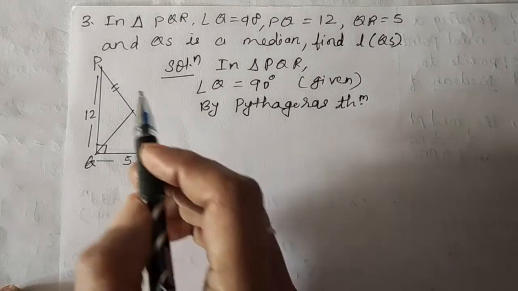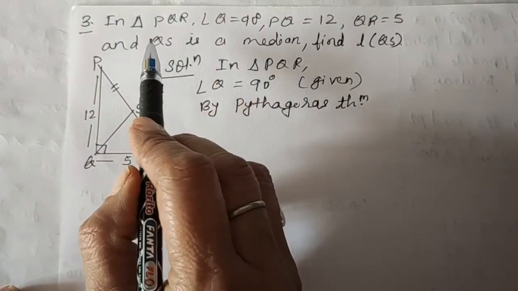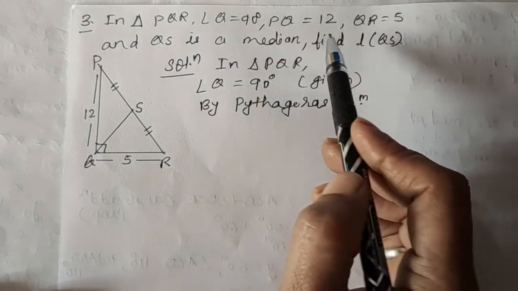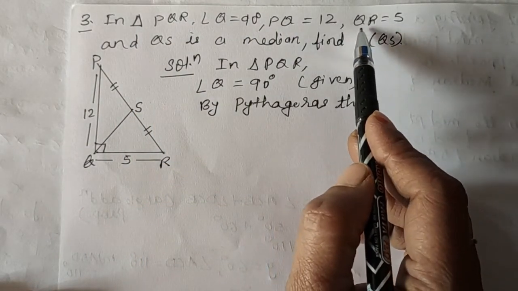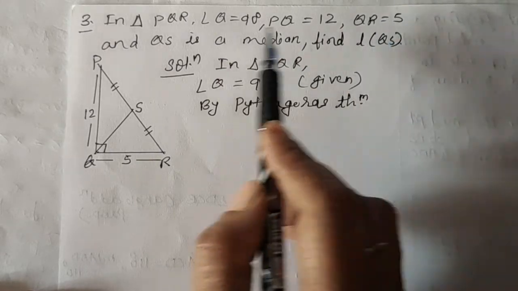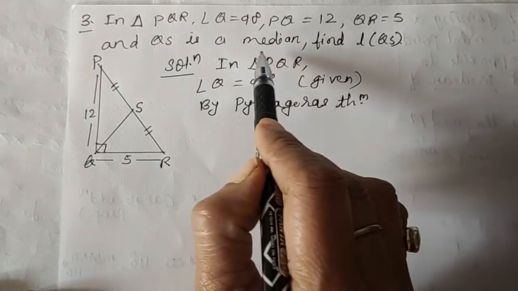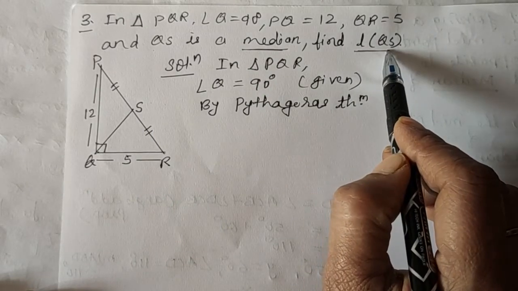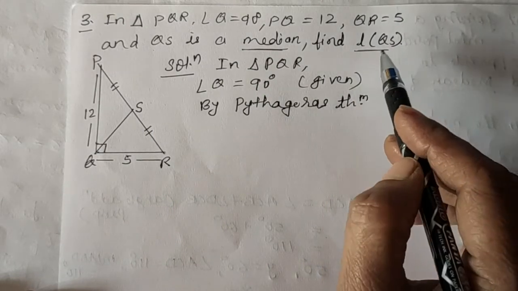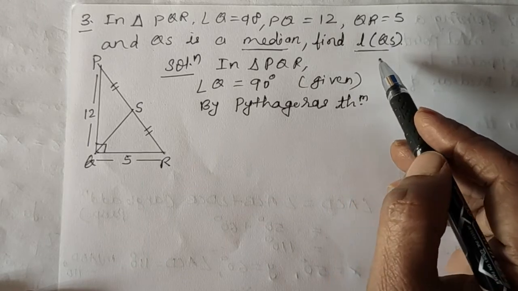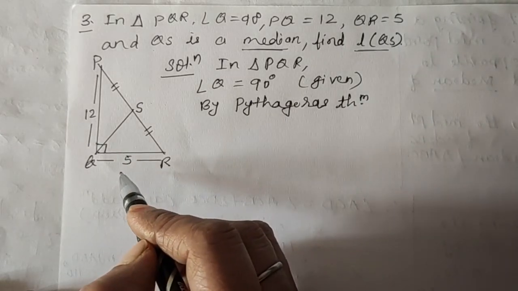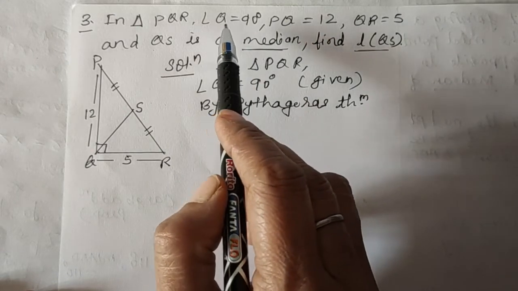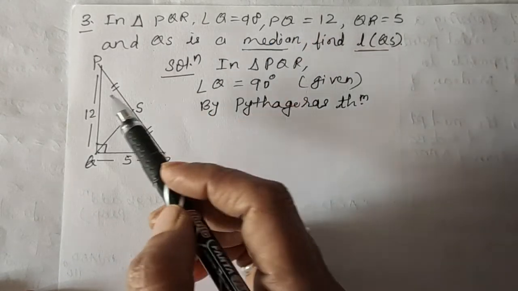Let's move to the third example of the exercise. We have given that in triangle PQR, angle Q is equal to 90 degrees, PQ is equal to 12, QR is equal to 5, and QS is a median. You have to find the length QS. Remember, children, the examples are always easy in Maths 2 if you draw the correct figure by using the given information. As here angle Q is 90 degrees, so let's draw.